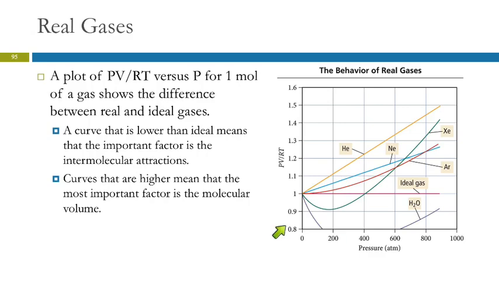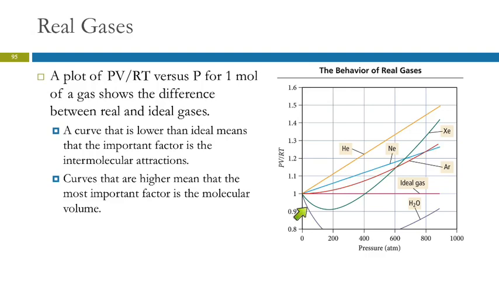So here we've got PV over RT. What does PV over RT equal? The number of moles. And we're graphing that versus pressure. So for an ideal gas, here this is 1 mole of each of these gases, PV over RT is always the same, it's just 1. But for real gases, the behavior will vary.